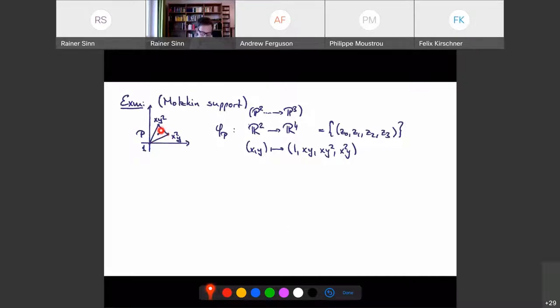Associated to such a lattice polytope is a monomial map. In this case, we have 2 variables x and y, and we have 4 lattice points, so we end up in a 4-dimensional space. We map a point (x, y) to the evaluation of the monomials at this point. The monomial 1 is of course the constant 1, then this monomial is xy, and so on. We evaluate the monomials given by the lattice polytope at each point. So this is more general. The Veronese embeddings are also of this form; in the Veronese case, the polygon would be a triangle.